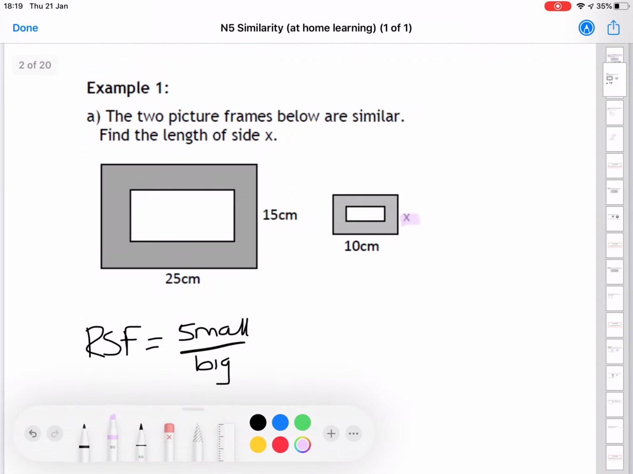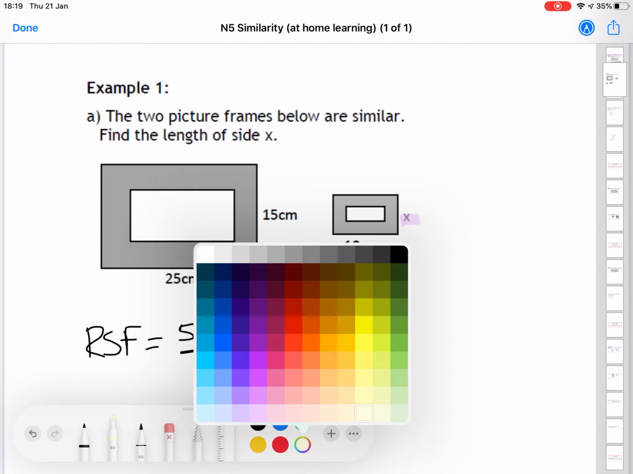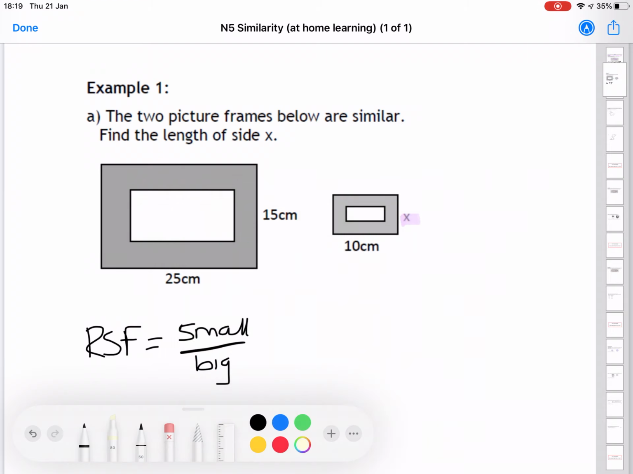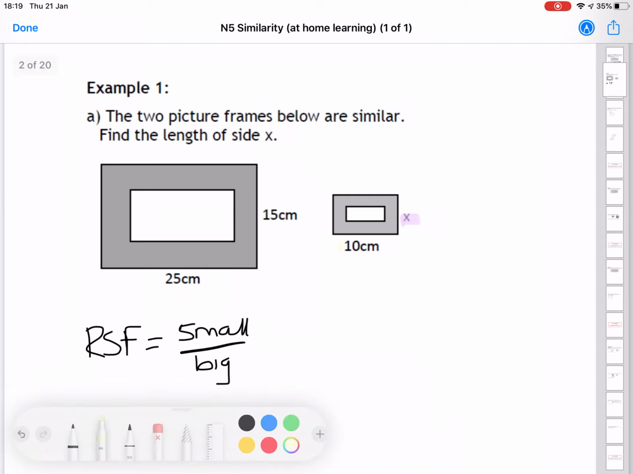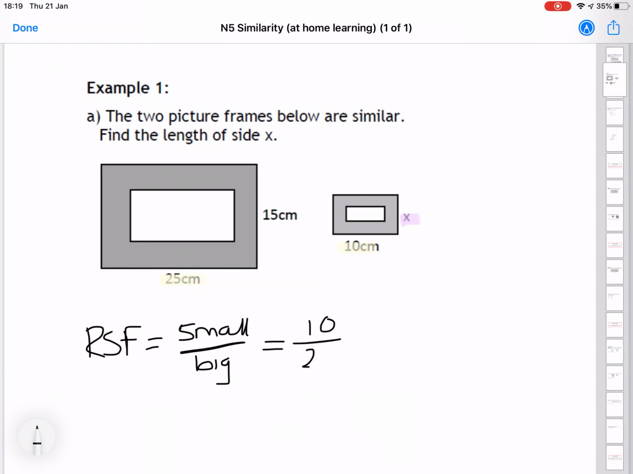The formula I gave you for that was small over big. The pair of corresponding sides are going to be the pair of sides that match on both pictures, the pair of sides where we have a number for each on both pictures. That's going to be the 10 and the 25. So if we put that into our formula, smaller over the bigger one, 10 over 25, that is our scale factor. We can simplify that down. They both divide by 5, so we get 2 over 5. That means that this smaller picture frame is 2/5 of the size of the bigger one, and that's our scale factor that's been used.